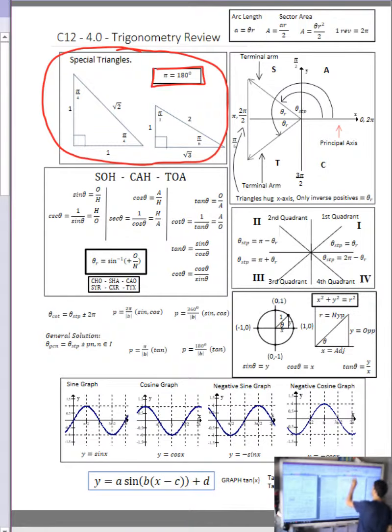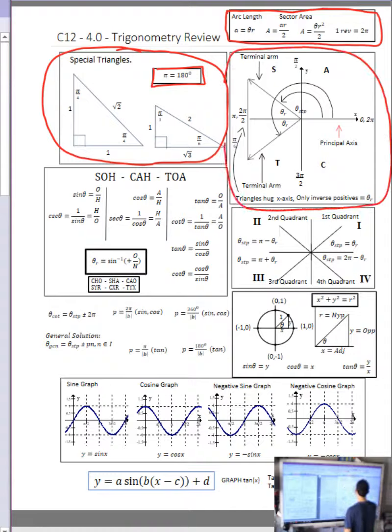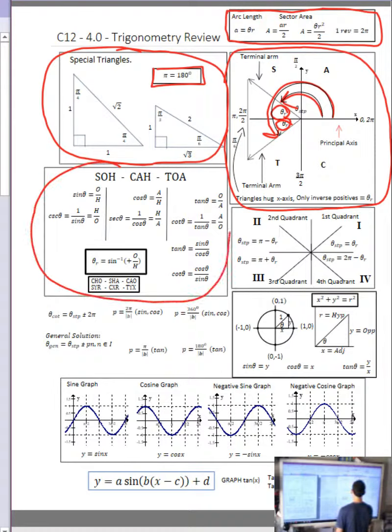At the top right, we're going to be using arc length and sector area formulas to find out information about circles. We're going to be using the ASTC realm. We're going to have reference angles, and we're going to have arrows from the principal axis to the terminal arm called the angles in standard position. We're still going to have our SOHCAHTOA domain, and we actually have some new definitions, cosecant, secant, and cotangent, which are the reciprocals of their respective aboves.